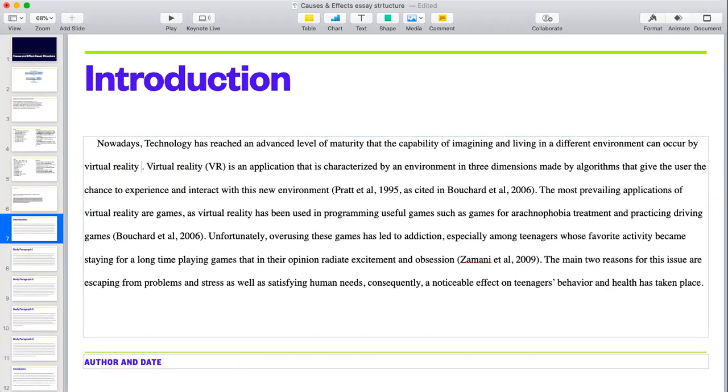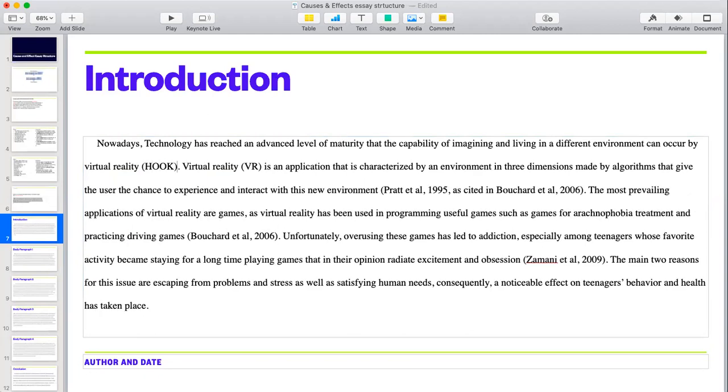Let's write this down to make everything clear. So this is the hook. And then virtual reality, VR, is an application that is characterized by an environment in, and so on. The most prevailing applications of virtual reality are games. So now she is starting to show me the focus of this essay, which is games. So in the beginning, she talked about technology, then virtual reality, then games. So all of this is what? These two sentences. What are they? Background information. Excellent. Background information. Very good.